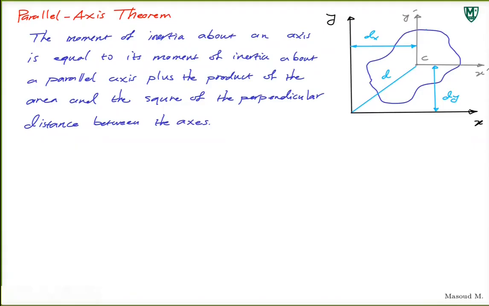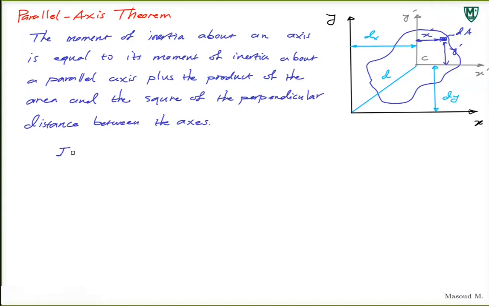Basically, we have two sets of axes. X-axes are parallel, y-axes are parallel. And we can think of this as some element there. This is dA. So this is X prime. This is Y prime. Now, parallel axis theorem says, if you know the moment of inertia of this rigid body about X prime and Y prime, you can find the moment of inertia of the rigid body about X and Y, as long as they're parallel to their X prime and Y prime, through this expression.